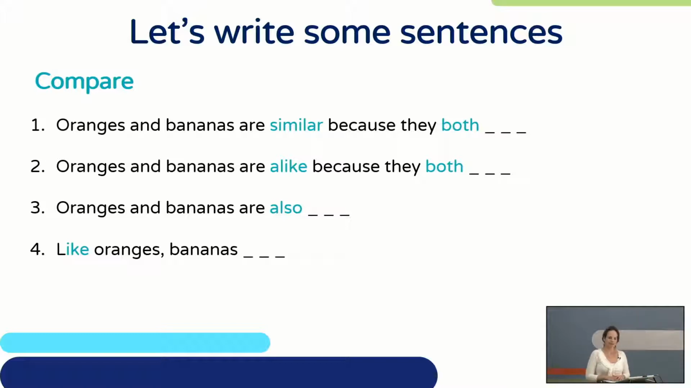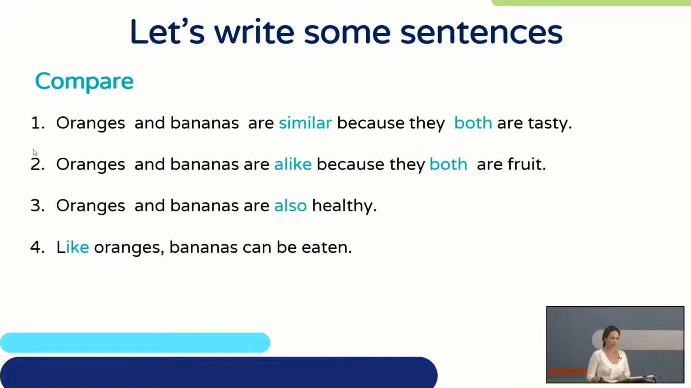And now I'm going to show you the answers that I wrote. Let's see if we have the same answers. So, for number 1, I wrote, oranges and bananas are similar because they both are tasty. If you remember, in the Venn diagram that we had in the middle, where it was red, one of the things that it said was they're tasty. Number 2, oranges and bananas are alike because they both are fruit.